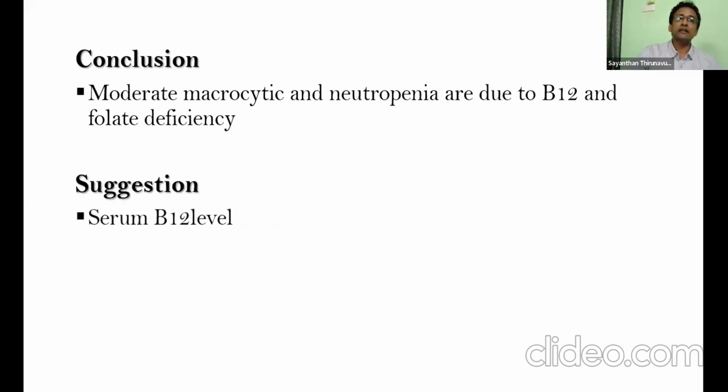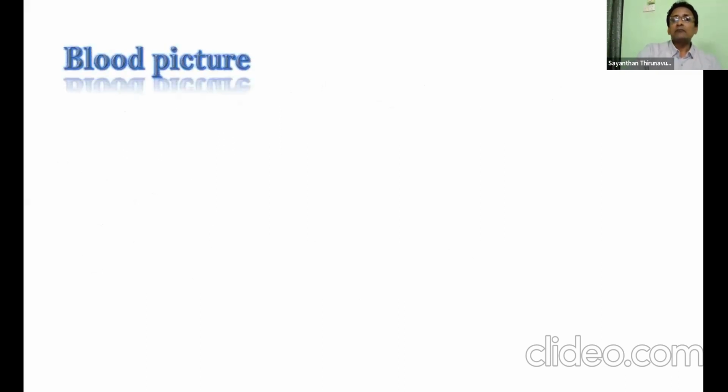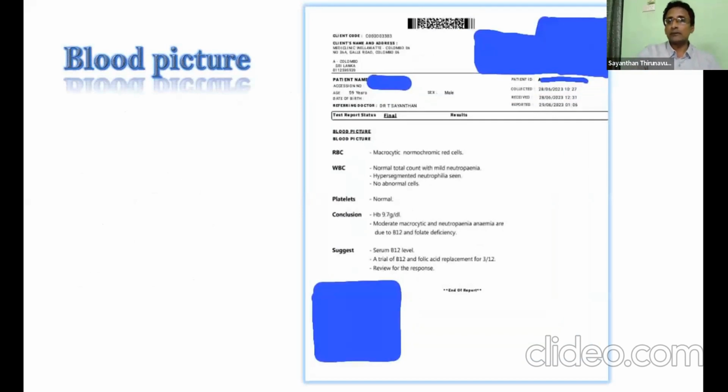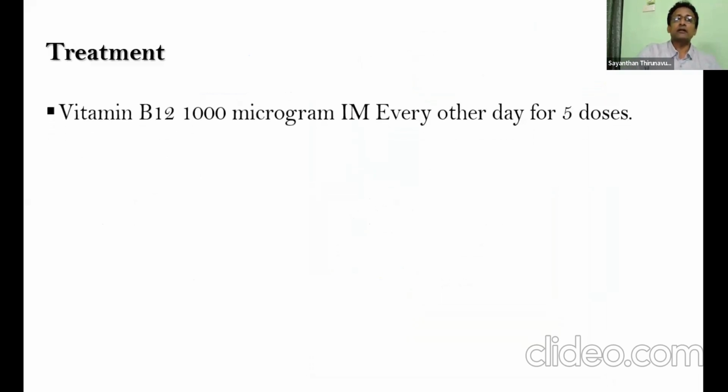But at the end, the hematologist has given suggestions. One is to do the B12 level. The next suggestion is a trial of B12 and folic acid replacement for 3 months and review the response. This is the blood picture report. The patient and I had a discussion, and we chose the second option, and we started the treatment.